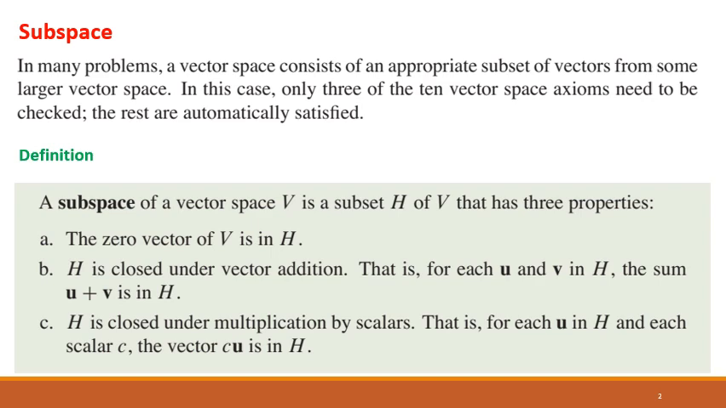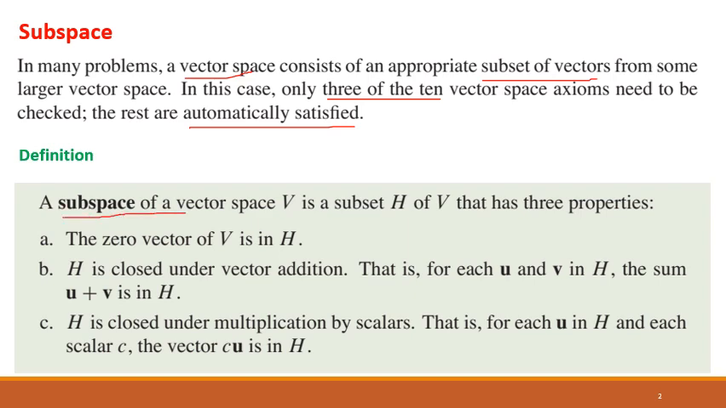In many problems, a vector space consists of an appropriate subset of vectors from some larger vector space. In this case, only 3 of the 10 vector space axioms need to be checked. The rest are automatically satisfied. Definition of a subspace.